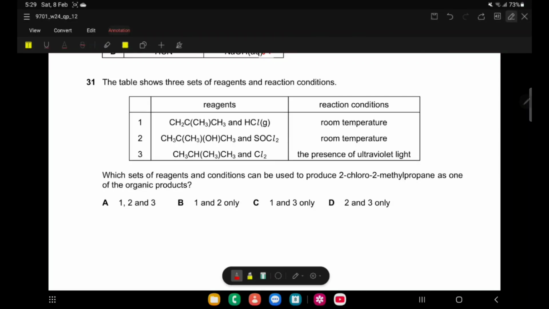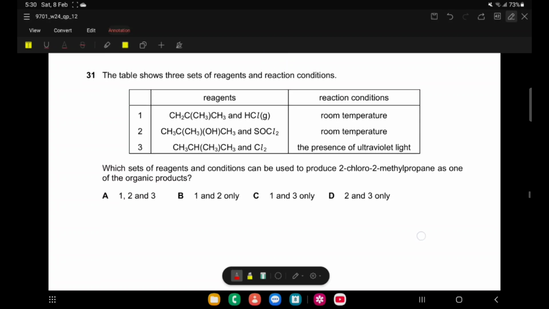Question number 31. The table shows three sets of reagents and reaction conditions. Which sets of reagents and conditions can be used to produce 2-chloro-2-methylpropane as one of the organic products? Okay, 2-chloro-2-methylpropane, that means main chain 3 carbon, 2-chloro-2-methyl.